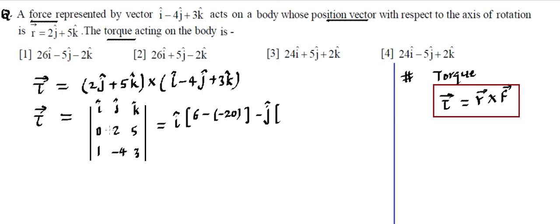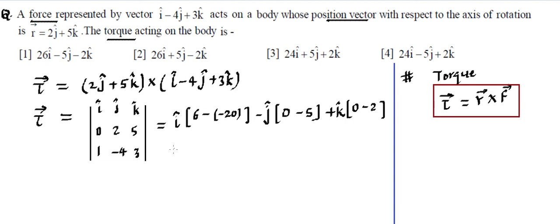When we are doing this minus j cap, this row and this column will not be considered, and 0 and 3 will get multiplied together to make it 0, and 5 and 1 will make it 5. And then we will talk about this last coefficient of k cap. This row will not be considered, this column will not be considered, 0 and minus 4 will make it 0, and 2 and minus 1 will make it minus 2. So that will become our final answer.